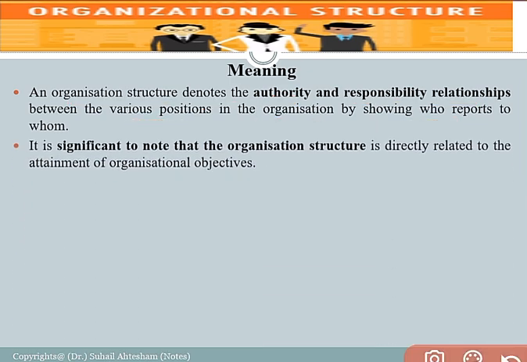It is significant to note that organization structure is directly related to the attainment of organizational objectives. Right? So, for attainment of organizational goals and objectives, there must be an effective organizational structure, and this organizational structure has a significant role. Right? It has a very important role for achievement of organizational goals and objectives in the organization.